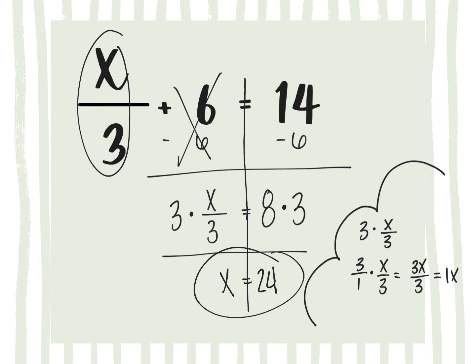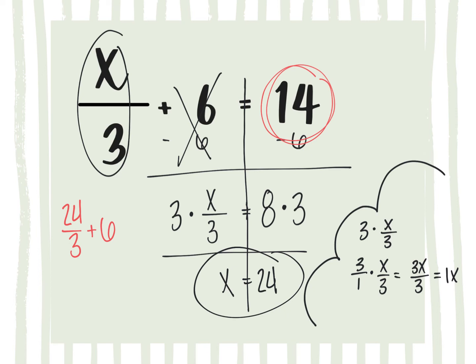Now, just like before, I'm going to check this answer. I'll plug in my 24. This time, what it looks like is 24 over 3 plus 6. And I'm hoping to find that this equals 14. If it does, then I've done it correctly. If it equals anything that's not 14, then I've done it incorrectly.